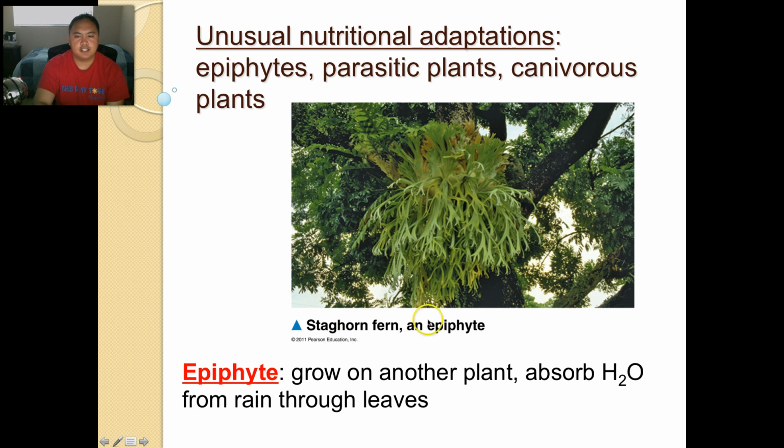An epiphyte, in case you're wondering, is a plant that grows on another plant and absorbs water from the rain through the leaves. So this is a plant that's on top of another plant, and because of the water from the rain, it soaks it up, and then it gives the water to the tree, and in return, the fern gets a place to live.